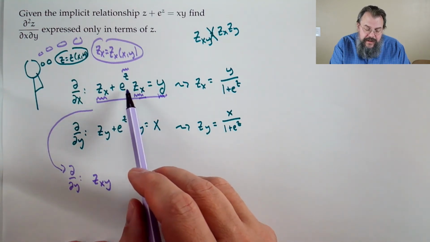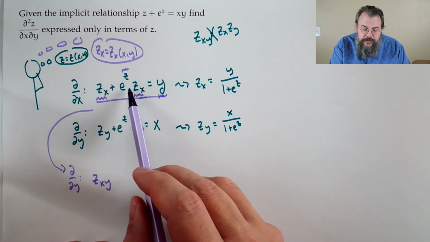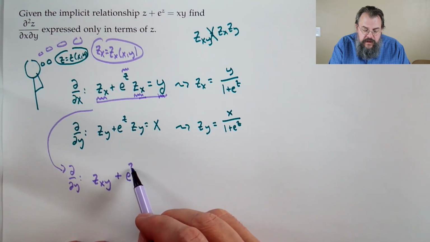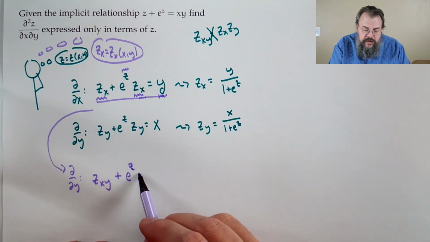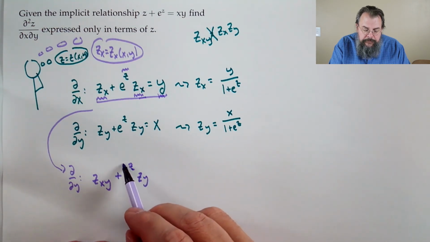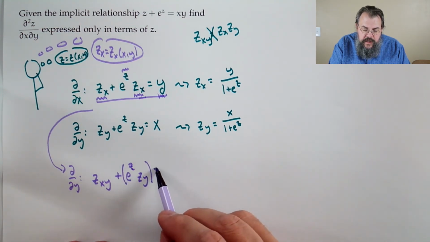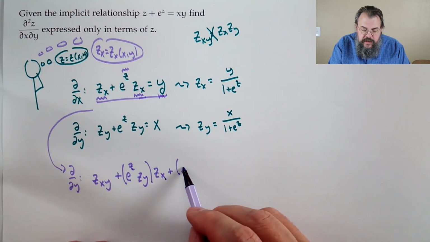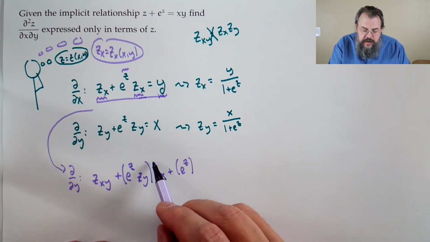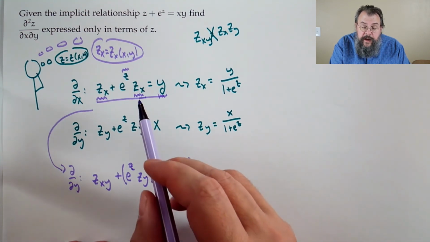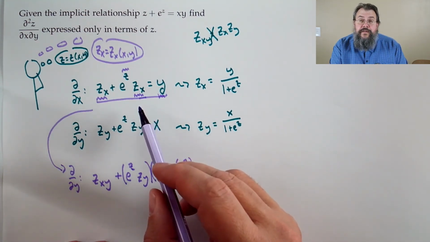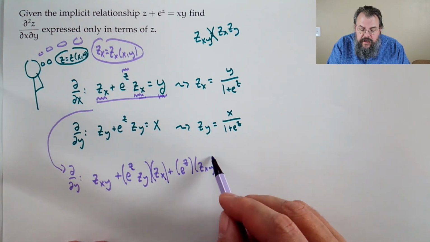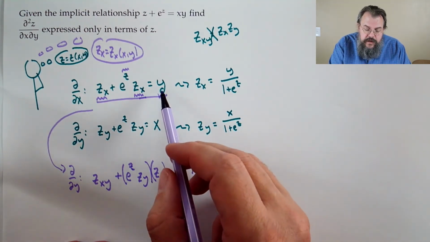Derivative of here, e to the z times z sub x, product rule. Well, the derivative of e to the z, well, that's e to the z, and then times z sub y. So that's the derivative of the first times the second plus the first. I'll just use parentheses to really separate these. Times the derivative of the second. Derivative of z sub x with respect to y is z sub xy. And that, of course, equals 1.